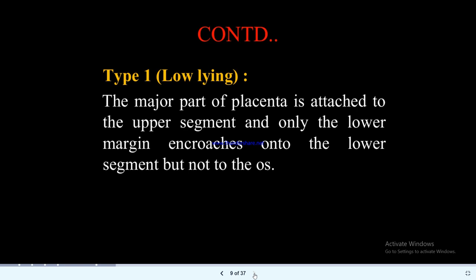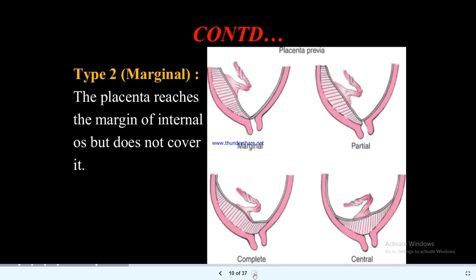Type 1, it's also called low-lying placenta. The major part of the placenta is attached to the upper segment and only the lower margin encroaches onto the lower segment but not to the os. Here you can see in type 2, that is called marginal, the placenta reaches the margin of the internal os but does not cover it. This is the marginal, you can appreciate. It is not covering it. It reaches but does not cover it.